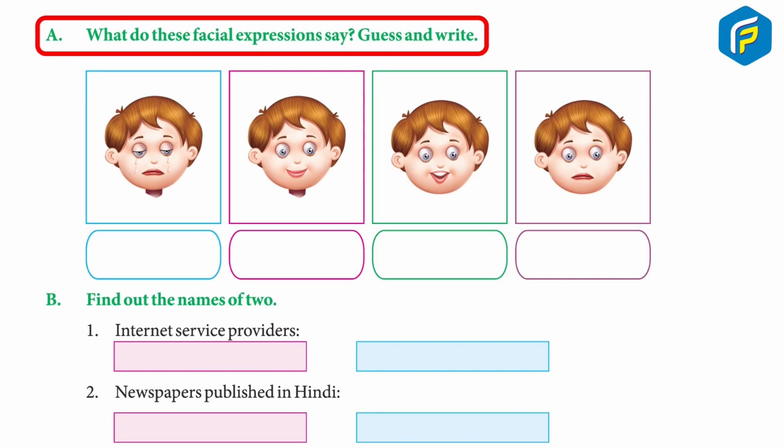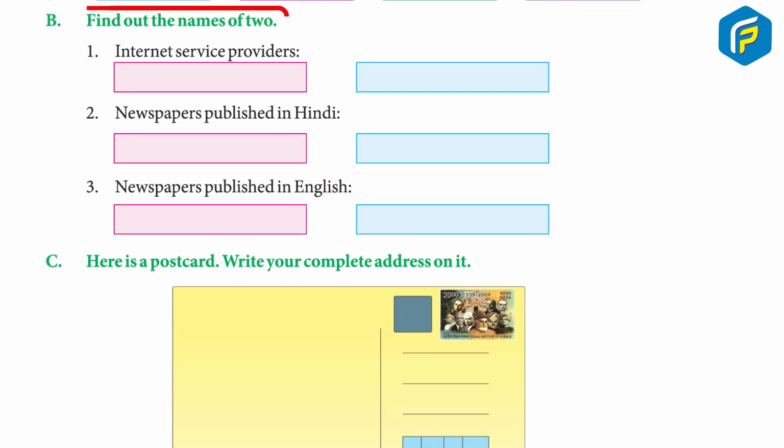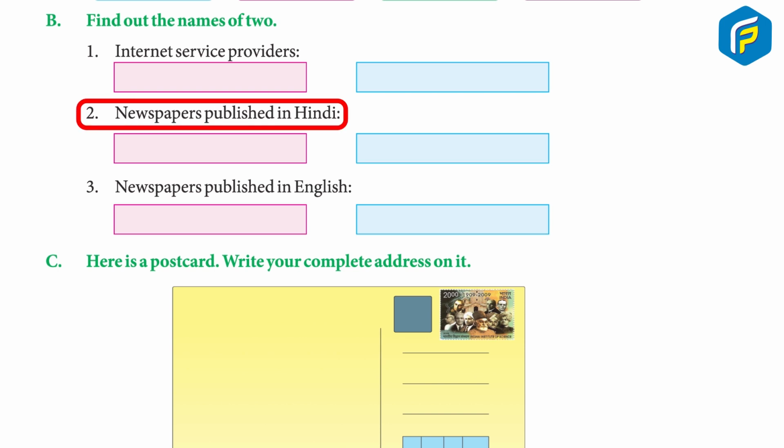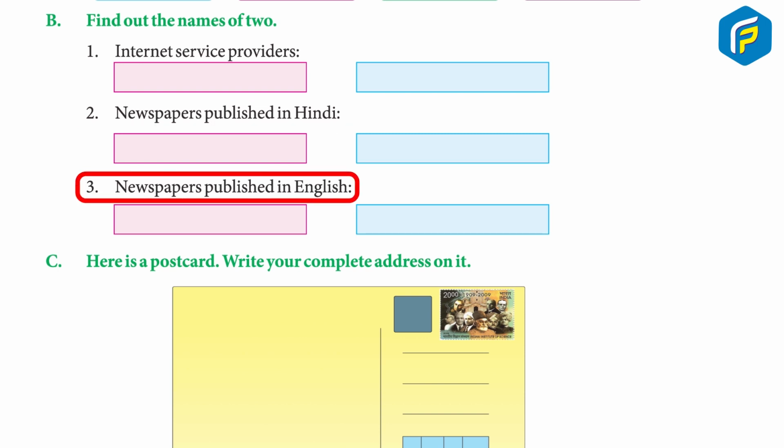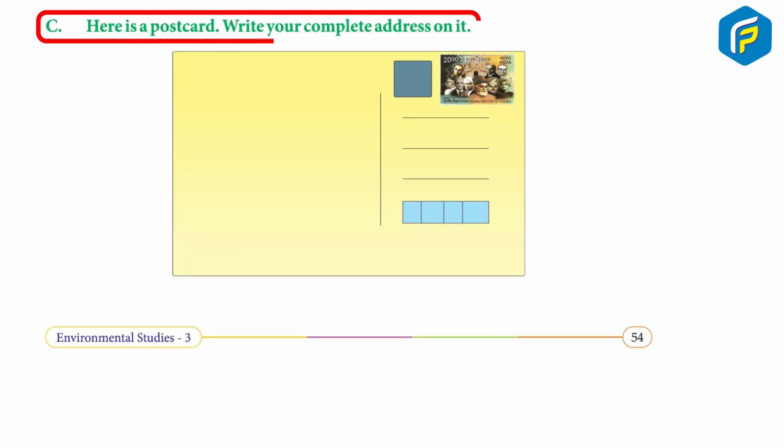A. What do these facial expressions say? Guess and write. Answer: do it yourself. B. Find out the names of: 1. Internet service providers. Answer: do it yourself. 2. Newspapers published in Hindi. Answer: do it yourself. 3. Newspaper published in English. Answer: do it yourself. C. Here is a postcard. Write your complete address on it. Answer: do it yourself.